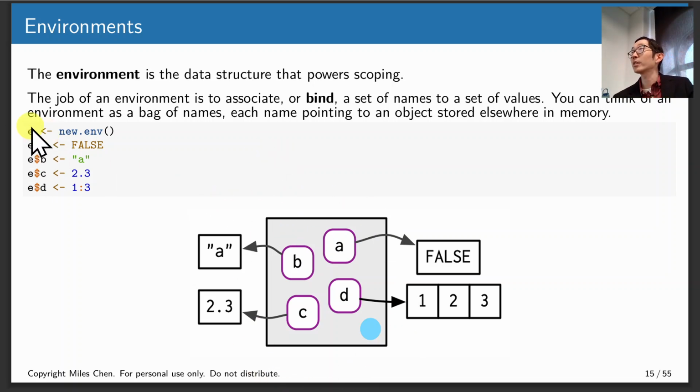We can create a new environment by calling new environment, and we're going to call this thing E. Within E, we can use $ notation for the names, and so I can say the name A is bound to the value false. The name B is bound to the character A. The name C is bound to the value 2.3. The name D is bound to the vector 1, 2, 3. Okay, and so this is the illustration of the names getting bound to these different values.